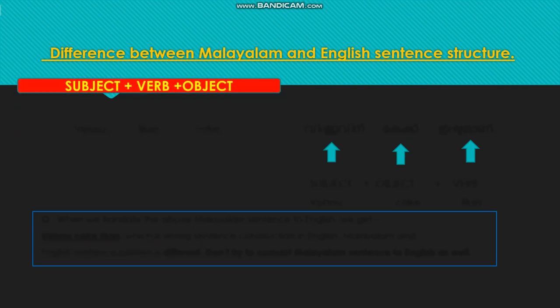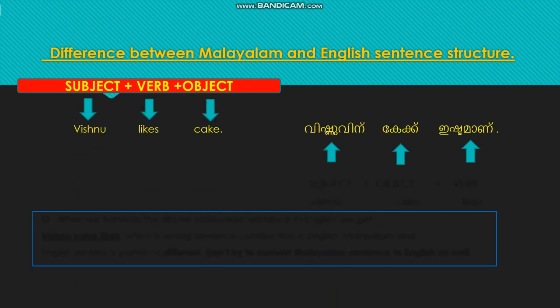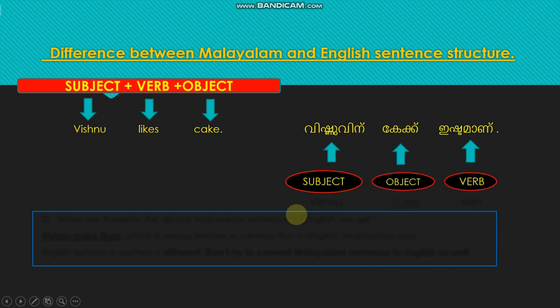As you already know, the sentence structure for any sentence is subject plus verb plus object. This is a fixed formula and it cannot be changed. So, we'll look at a sentence here. Vishnu likes cake. In this, the subject is Vishnu, the verb is likes, the object is cake. As you can see, in the Malayalam sentence it is subject plus object plus verb. But here you can see that there is a difference. In the English sentence, the structure is subject plus verb plus object, whereas in the Malayalam sentence structure it is subject plus object plus verb. Here there is the verb in the middle, but there the object is in the middle.